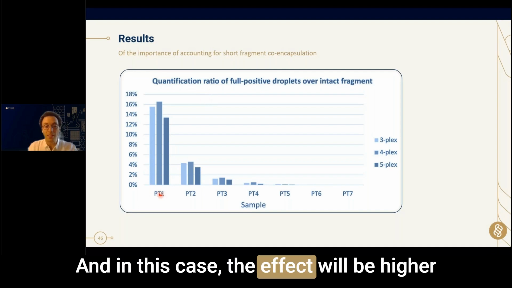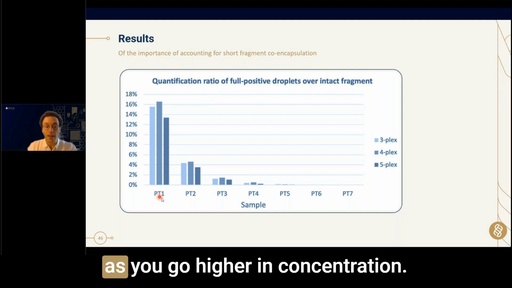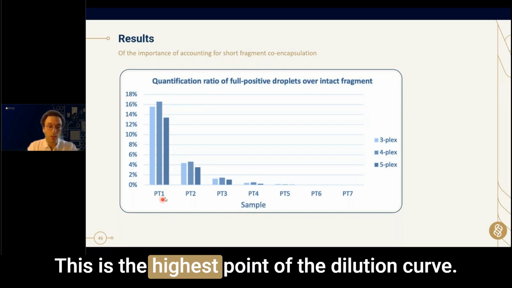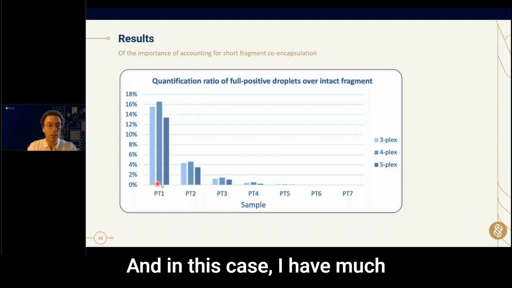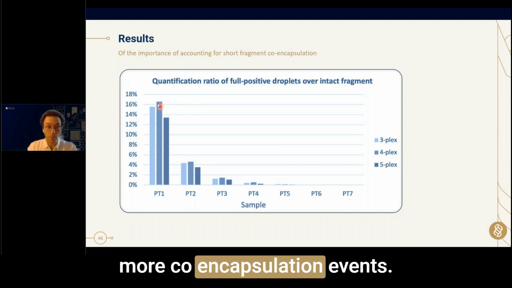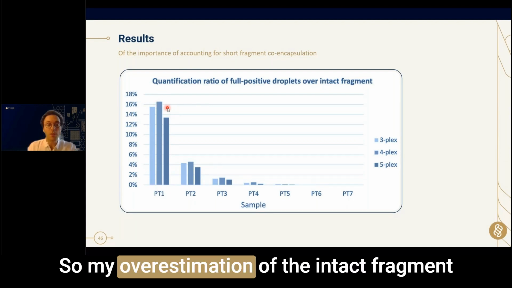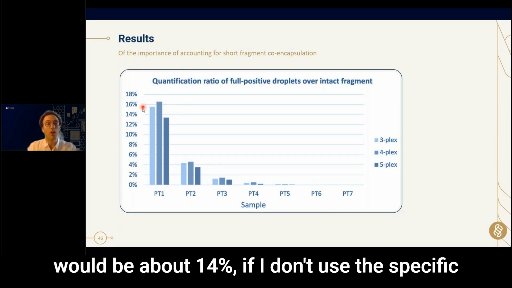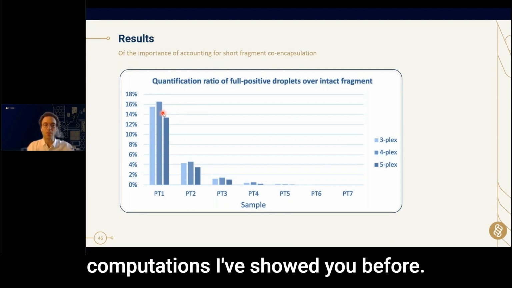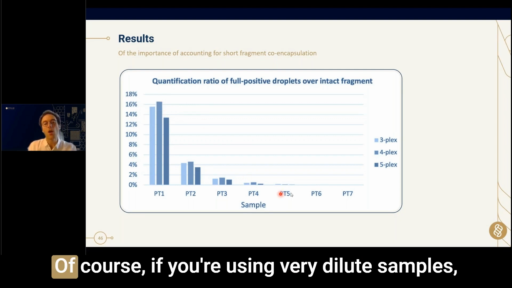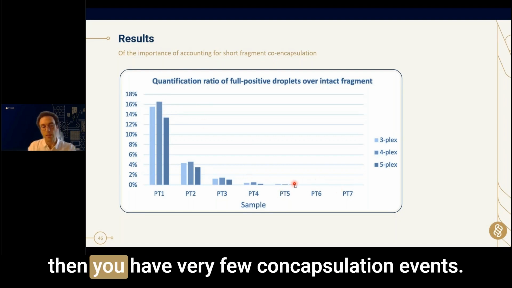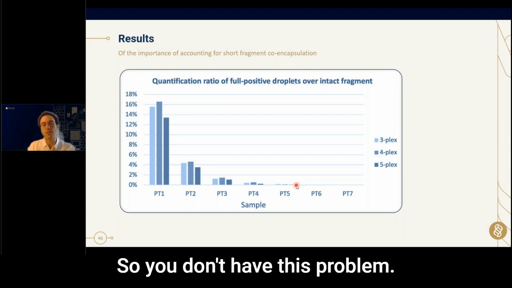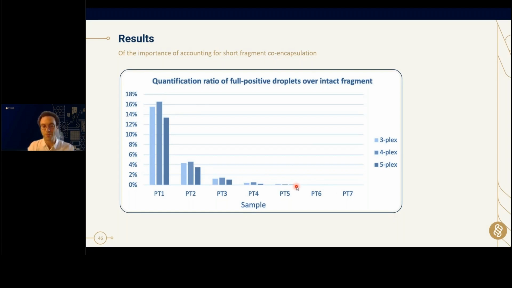And in this case, the effect will be higher as you go higher in concentration. This is the highest point of the dilution curve. And in this case, I have much more co-encapsulation events. So my overestimation of the intact fragment would be about 14 if I don't use the specific computations I've shown you before. Of course, if you're using very dilute samples, then you have very few co-encapsulation events, so you don't have this problem. Okay. All right.